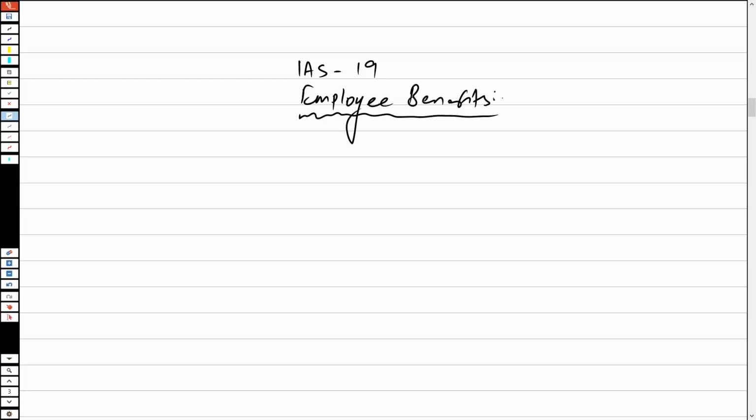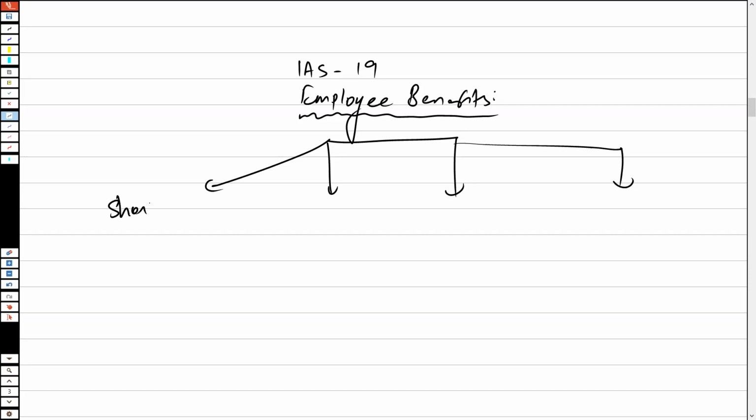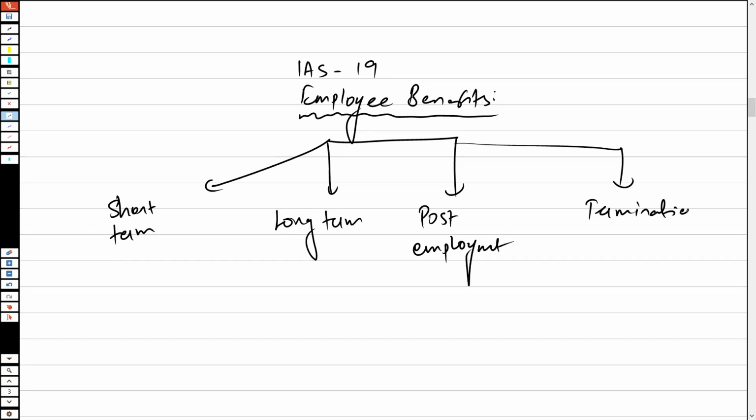In accordance with IAS 19 employee benefits, there are basically four types of employee benefits. What are those four types? One of them is termed short-term employee benefits. The other is termed long-term employee benefits. The third is termed post-employment benefits. And the fourth is called termination benefits.